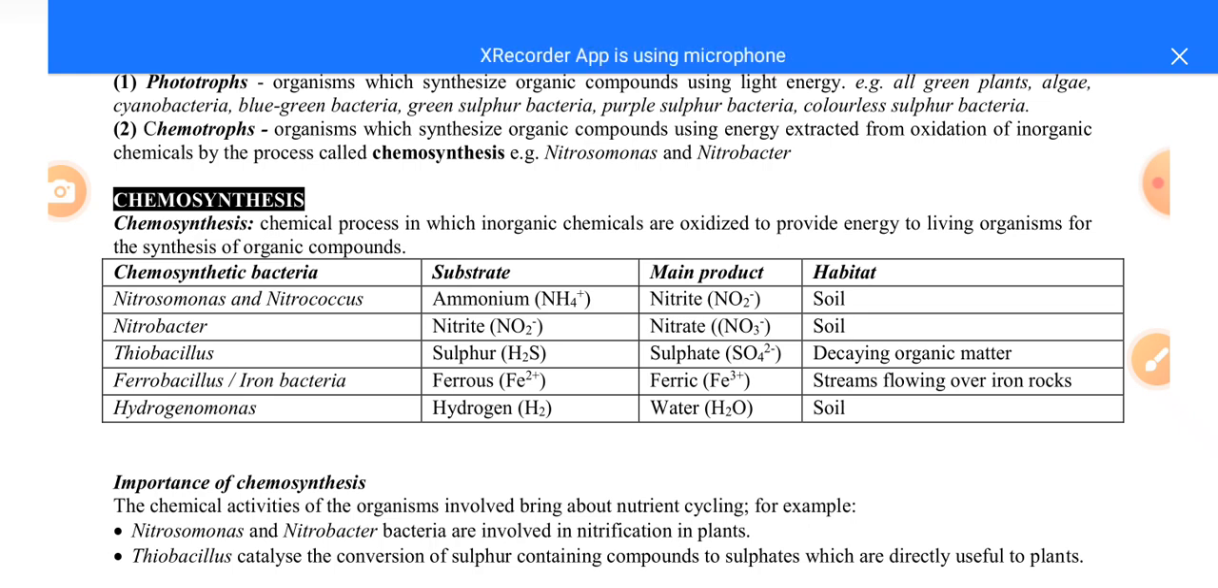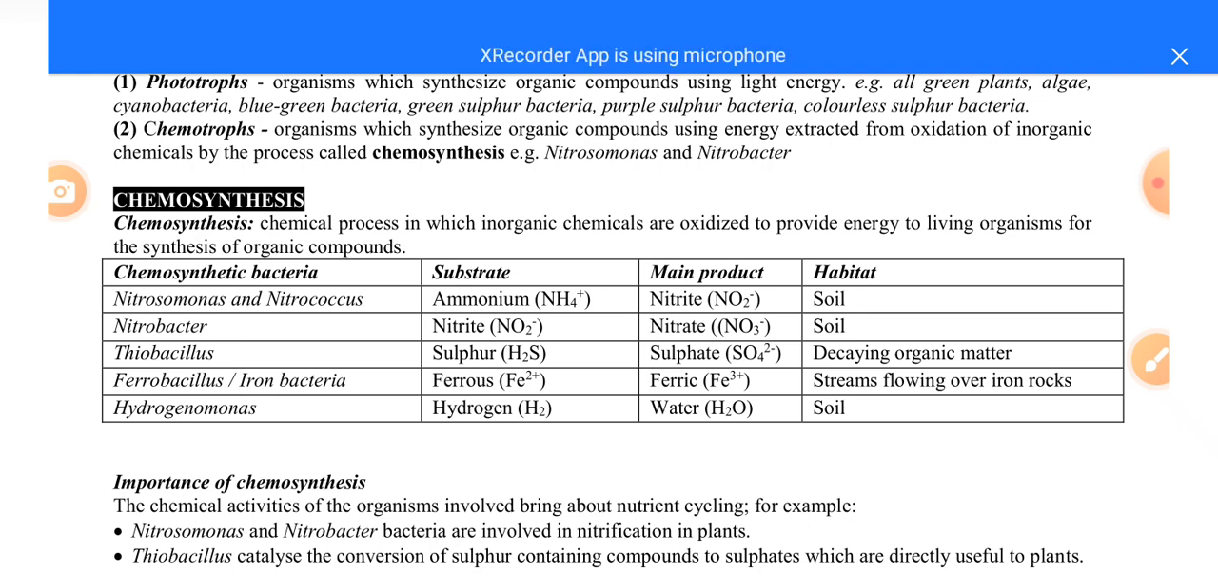So as you can see there, the first chemosynthetic bacteria are the Nitrosomonas and the Nitrococcus. These ones work on the substrate which contains what? Ammonia. And they convert this ammonia to the main product, which is the nitrite, and these ones are found in the what? In the soil.